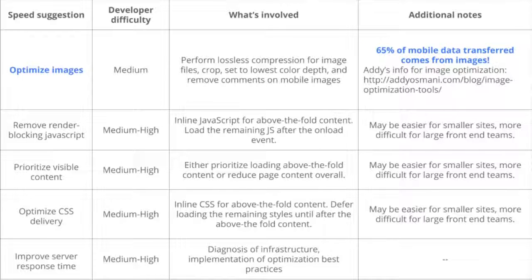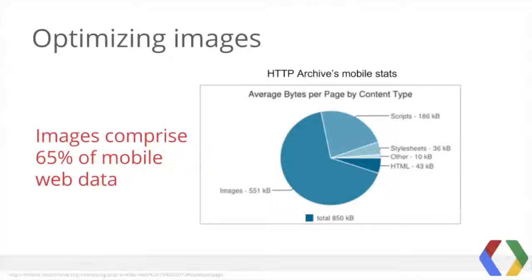Optimizing images includes a range of improvements from lossless compression to creating and cropping images specifically for your mobile site. Optimizing images isn't quite as simple as some of the other speed suggestions on the previous slide, but it can have a large impact. Images comprise 65% of mobile web data. Optimizing these resources can reduce download time and ultimately load pages faster.